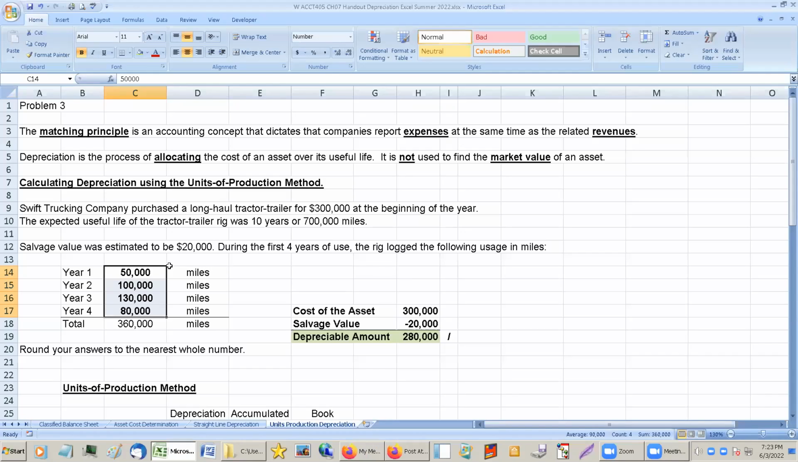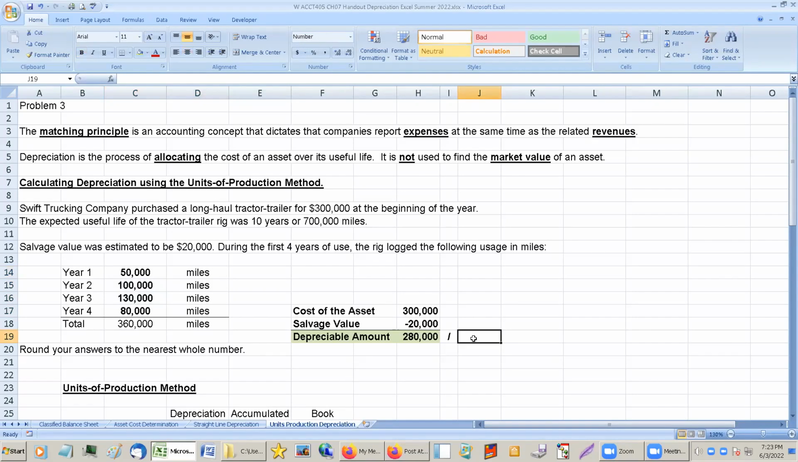And also, remember, this is for matching the revenues and expenses. As you may imagine, those years that you use the truck a lot, you probably get a lot more revenue. If you use it twice as much in year 2 as you did in year 1, you can expect that you're probably getting twice as much revenue, so you're doing twice as many jobs. So you should be matching up the depreciation at twice the rate. It adjusts for the revenues that are going into it.